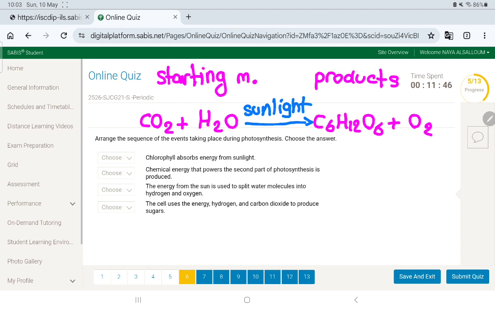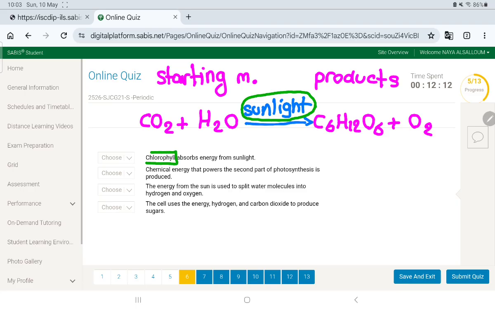Now, it is actually split into two stages. So let's just remove this here. Obviously, the first stage is that the plants are going to capture sunlight. It's what they need for photosynthesis. So chlorophyll, it's the pigment found in the chloroplast, absorbs energy from sunlight. This is the first stage.